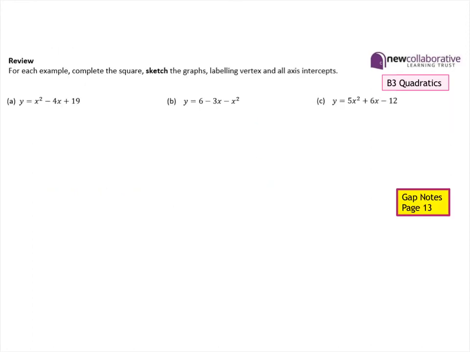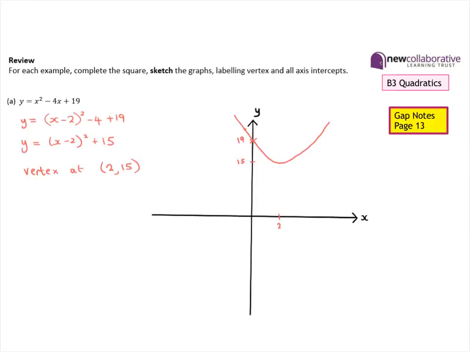So here's 3 questions for you to review your understanding. So have a go at these 3. You need to complete the square, sketch the graphs, labelling the vertex and all the intercepts on both the x and the y axis. Once you've had a go at them, you can continue with the video and you'll see the solutions to these questions. So here's a solution to the first one.